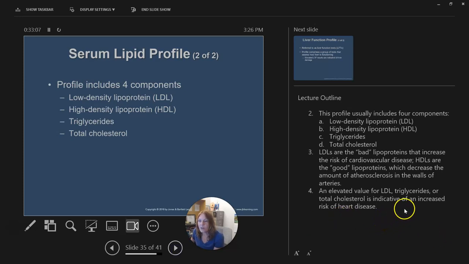The profile usually includes 4 components: our low-density lipoprotein, or LDL, and our high-density lipoprotein, HDL. I'm sure you guys have seen this on your physical report for your blood draw, if you wondered what these were. Our triglycerides, as well as our total cholesterol. LDLs are the bad ones. They're the bad lipoproteins that increase the risk of cardiovascular disease. Our HDLs are considered the good fats, or the good lipoproteins, which decrease the amount of atherosclerosis in the walls of our arteries. An elevated value for LDL, triglycerides, or total cholesterol is usually indicative of an increased risk of having heart disease.